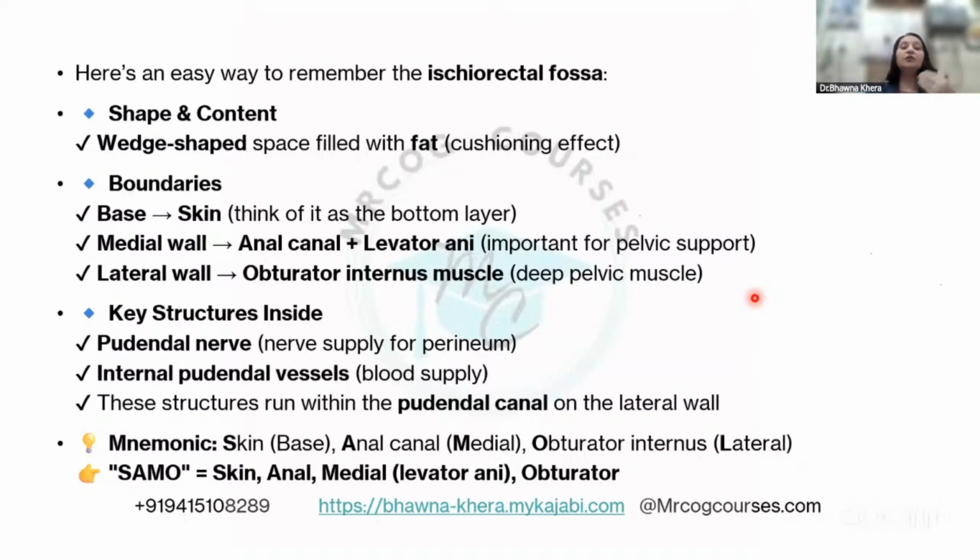Key structures include the pudendal nerve, which supplies the perineum. The internal pudendal vessels are part of it. They run in the lateral wall, in the pudendal canal, through which these structures pass. The pudendal canal is also known as Alcock's canal. So that's another important exam question. So remember it as SAMO, instead of SUMO: Skin, Anal, Medial, and Obturator.